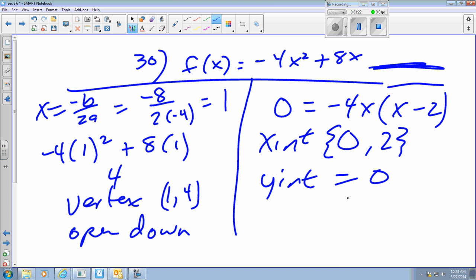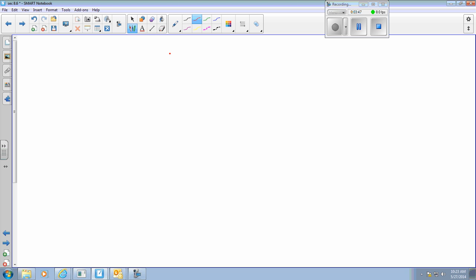And so if I try to graph this thing, 1, 4 is there, y-intercept is there, x-intercept is also there and there. So it's going to go through 0, 0, and there we go. Next one we're going to look at is number 32. 32 says f of x equals x squared plus 4.